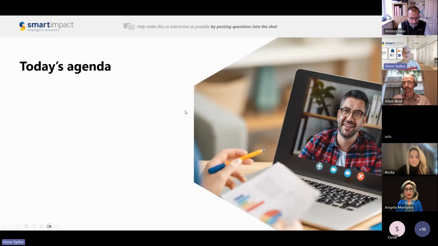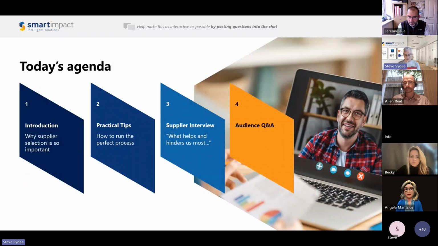So the agenda today, obviously, why supplier selection is so important. You're creating a long-term relationship, which is key to your business. Some practical tips, how to run a process, and then a conversation piece between myself and Jeremy, but we'll be basing that on some key attributes of the process and our findings of it, and then audience Q&A as well.